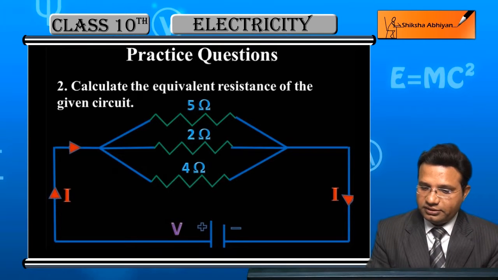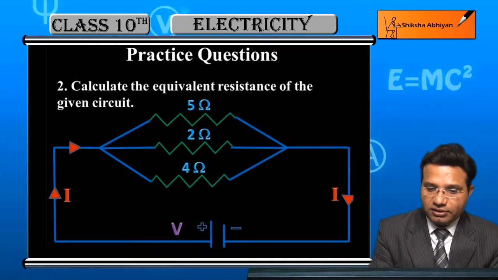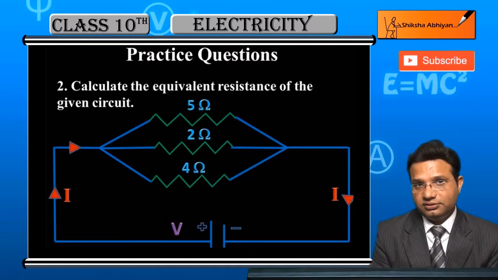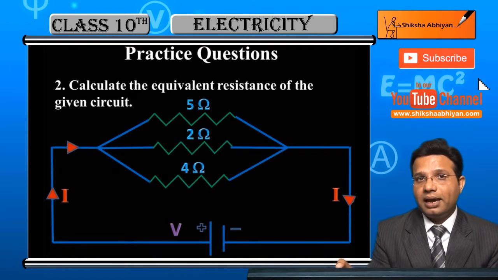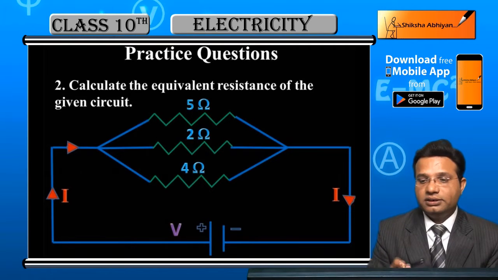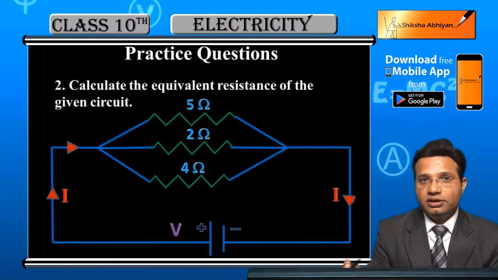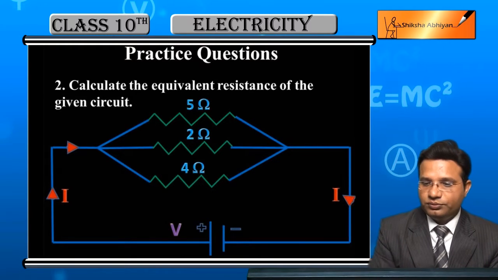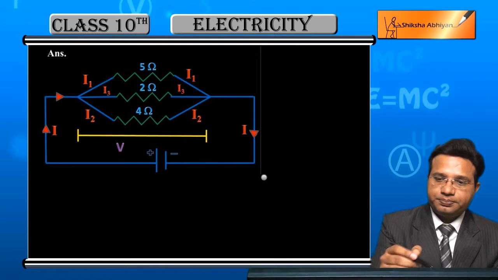Actually, here we can see current I will come here and it will distribute in three resistors, which means it is a parallel combination. So, how can we calculate net resistance or equivalent resistance in a parallel combination? So, now we will solve this question.